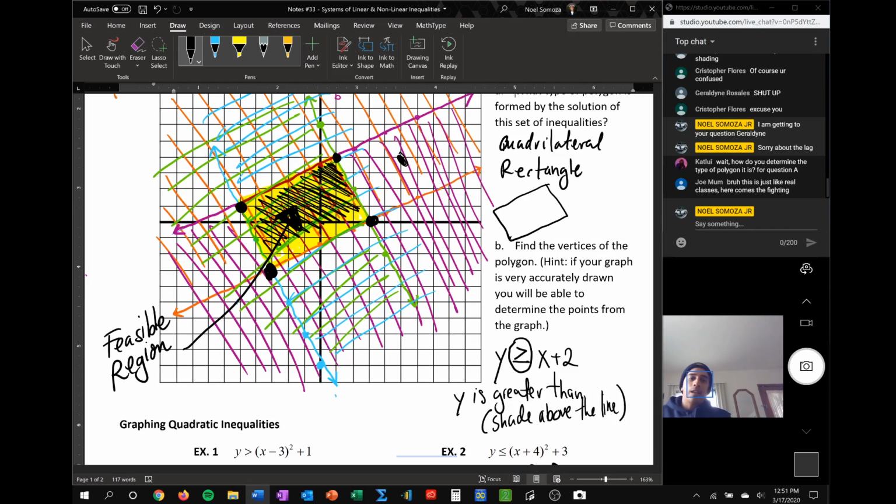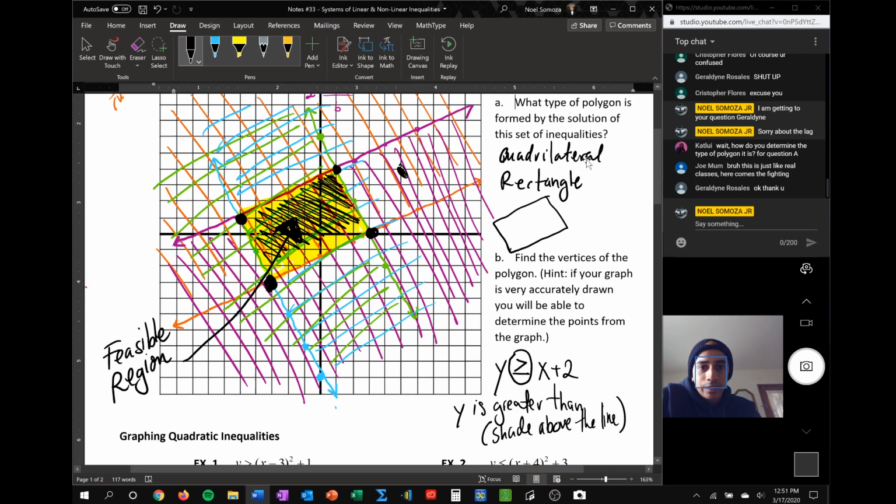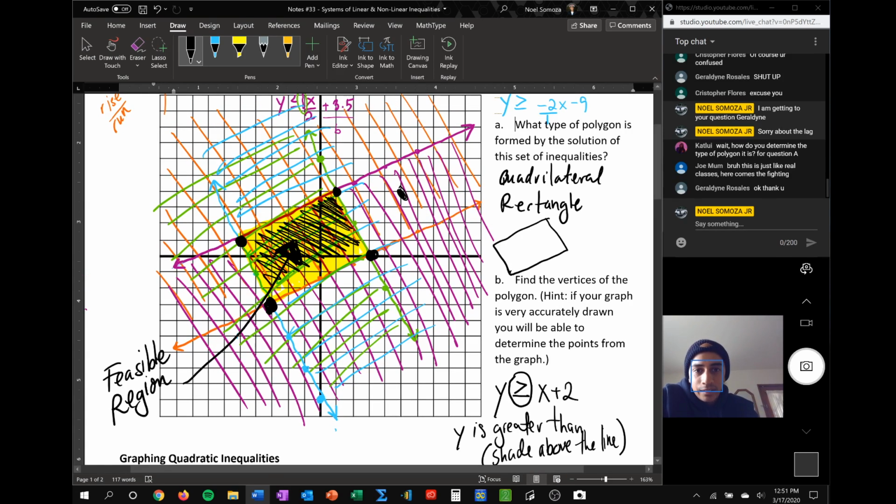So it's trying to make a connection to geometry. It's not super important, but basically it's like, what is the shape? A polygon is just, what type of shape is formed by the solutions? Well, the solutions create this rectangle, this box right here. A quadrilateral is any polygon with 4 sides, so I can list it as a quadrilateral, but more specifically, it's just a regular rectangle.